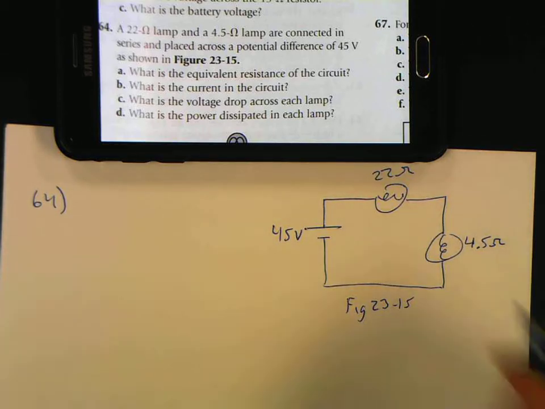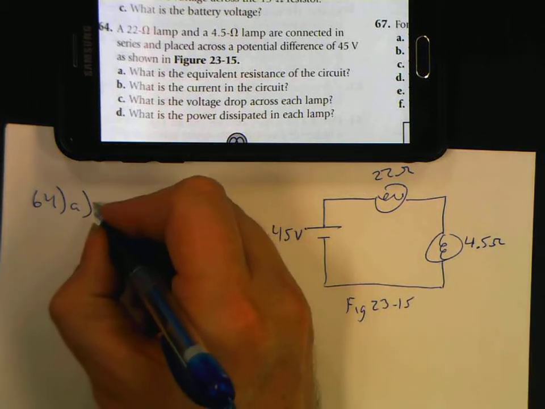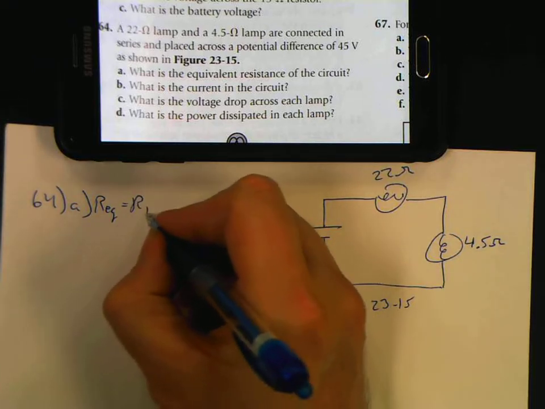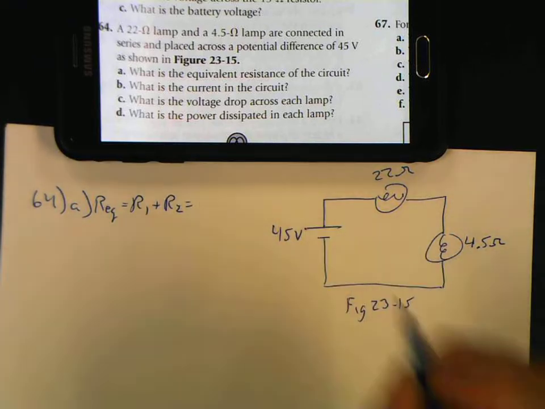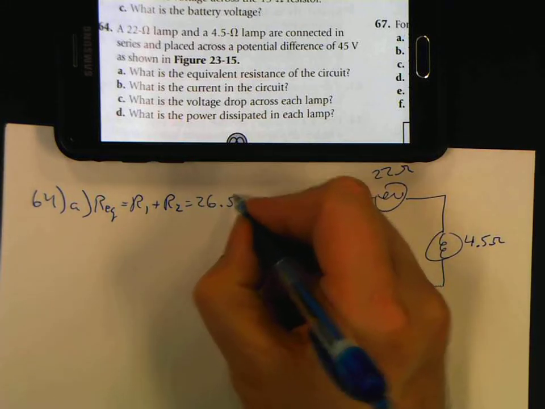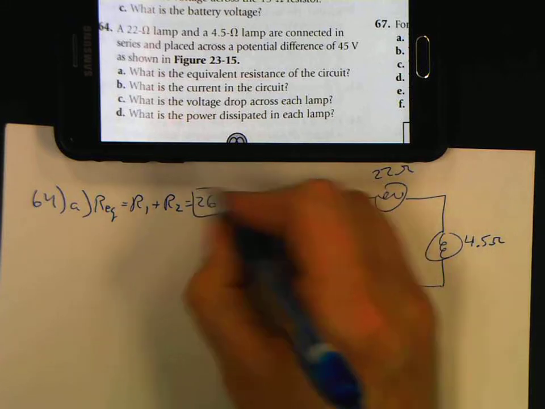What is the equivalent resistance of the circuit? Okay, the equivalent resistance of a series circuit is to add up the resistances, R1 plus R2. So 22 plus 4.5, that's 26.5 ohms.